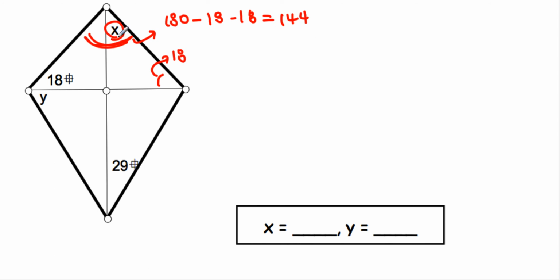So we end up getting 144. Then this angle x is in fact half of that angle, because this diagonal, the long diagonal, cuts the upper portion of the angle in halves. So x will be 72.